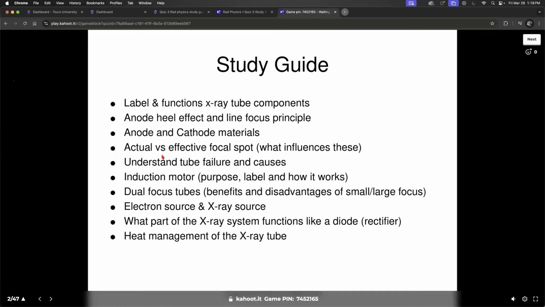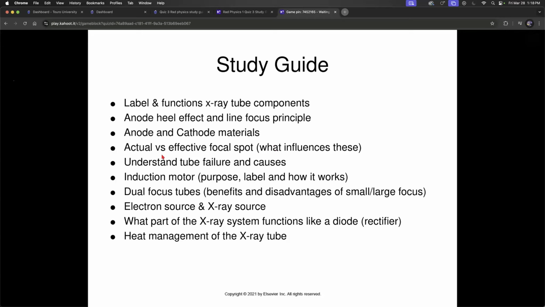Yeah, go ahead. All right, cool. Why do we need an induction motor? An induction motor is the motor, so the anode can rotate. Cool. Well, why don't we just connect a wire to the anode and to a motor inside the glass envelope? A wire in the glass envelope?